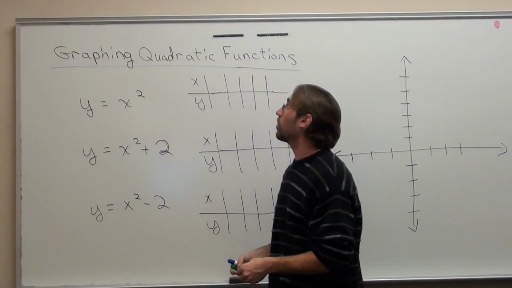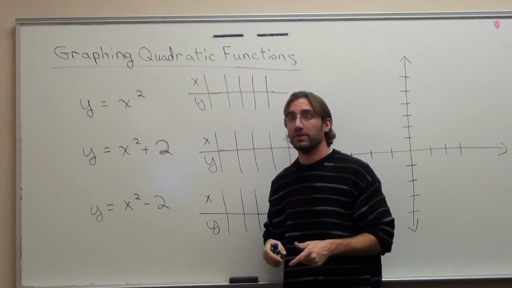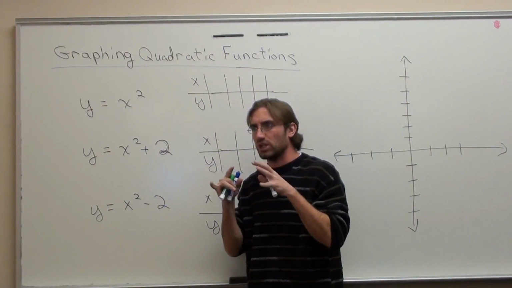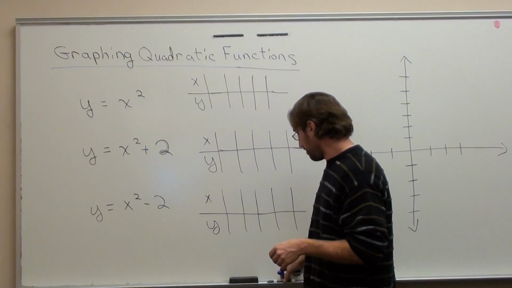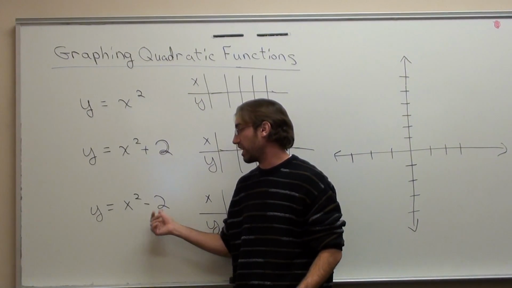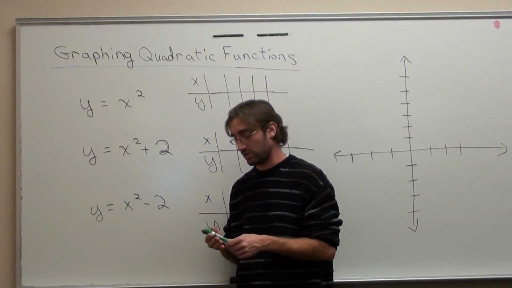Hello again. We're going to be graphing quadratic functions again, and we're going to start with its parent function, x squared, and we're going to tweak it up a little bit. Basically what I mean is, we're going to see what happens when you add 2 to it and when you subtract 2 from a quadratic function, how that affects the graph.